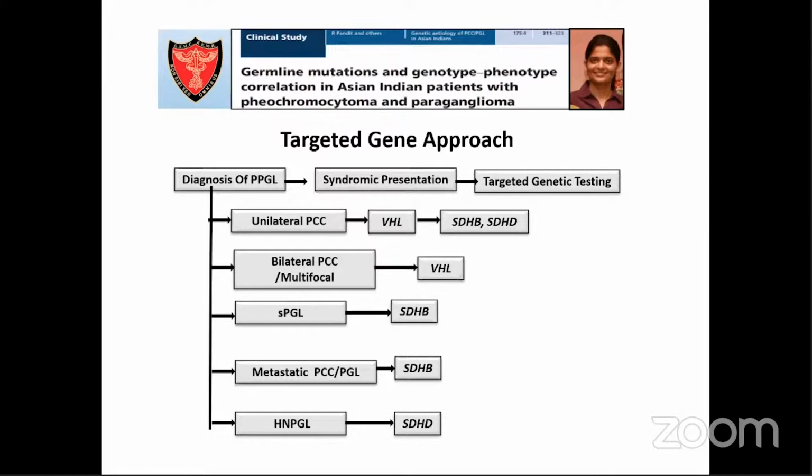If you have a bilateral PCC, if that is metanephrine secreting, I know it is MEN2. If it is non-metanephrine secreting, I know it is VHL. If it's multifocal, it is typically VHL. If it is SPGL, most likely SDHB. If it's malignant, though the yield is less in our cohort when compared to the rest of the malignancy cohorts, the most common would be SDHB. Whereas if we have HNPGL, either isolated or in association with other tumors, it's typically SDHD.